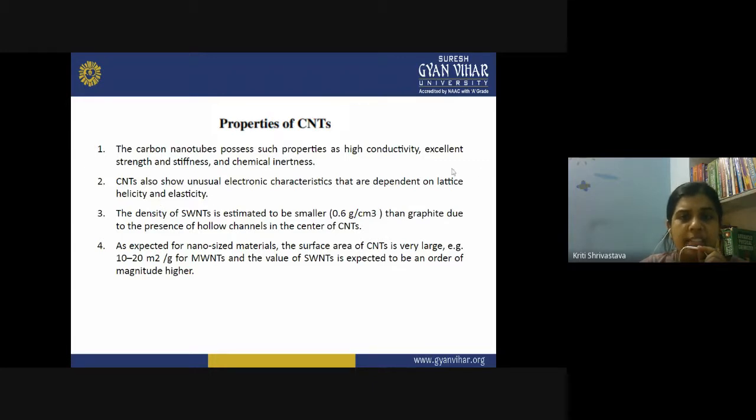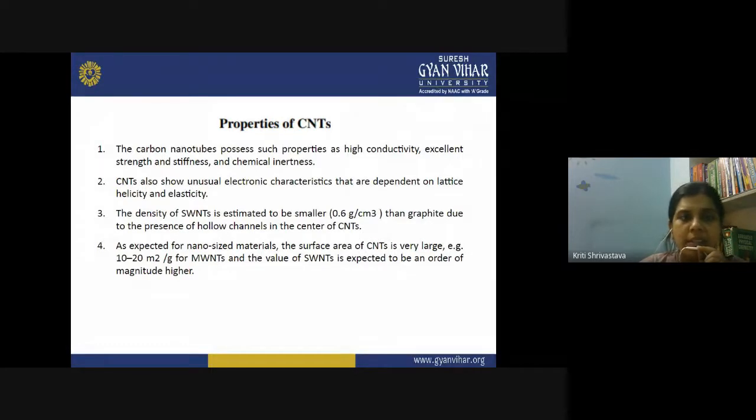What is the lattice helicity? Like I have told you, how the graphene sheet is rolled, in which direction the graphene sheet is rolled. That is the helicity of a nanotube. The density of a single walled nanotube is estimated to be smaller. Density is lower, that is due to the presence of hollow channels at the center. Because this is a tube-like structure, the core is hollow, so the density will be lower.